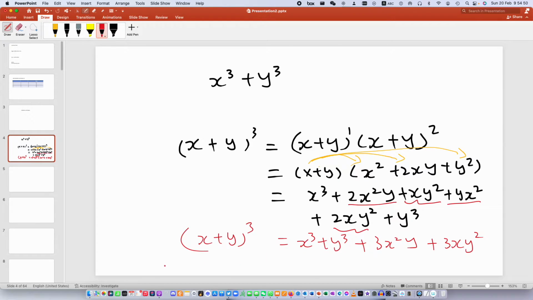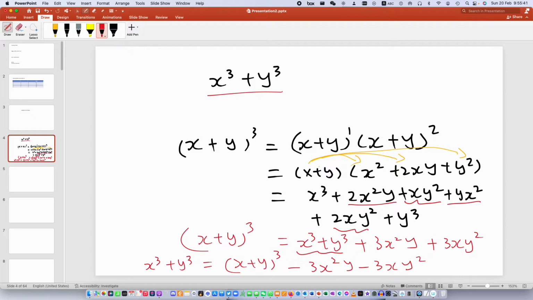Can you see that your x cube plus y cube is equal to x plus y cube minus 3x square y minus 3xy square? I just bring it over so that I isolate this x cube plus y cube. That's what the question wants. So you just give this as the answer, that whole expression.